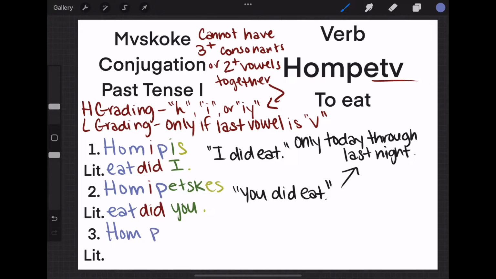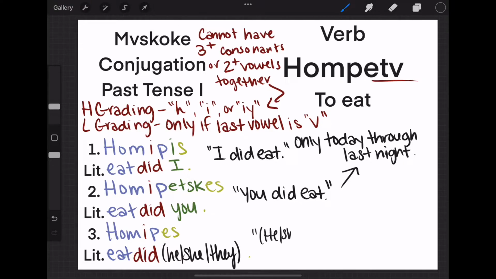For third person, again we use our verb stem, H-O-M-P, add in our past tense 1 indicator, I, and our declarative ending, es. This literally translates to eat did, and then he, she, they is understood. It translates in English to he, she, they did eat. Homeibis.